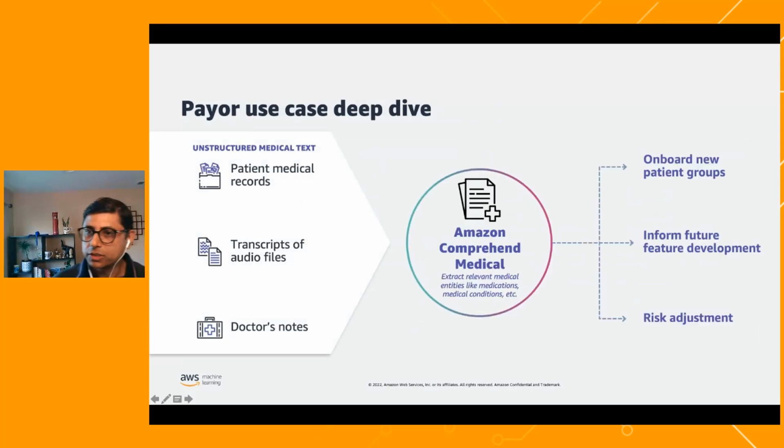Let's look at the payer use case specifically and how you can leverage Comprehend Medical to improve efficiency and improve care. As a reminder, about 80% of medical text is unstructured, like patient medical records, transcripts of audio files, and doctor notes. As a payer, you can ingest that health data, and to make sense of it, you need Comprehend Medical to extract the relevant medical entities like medications and medical conditions. That is important. Once you extract the relevant medical information, it can be used to inform models to onboard new patient groups, influence future development, and help with risk adjustment.